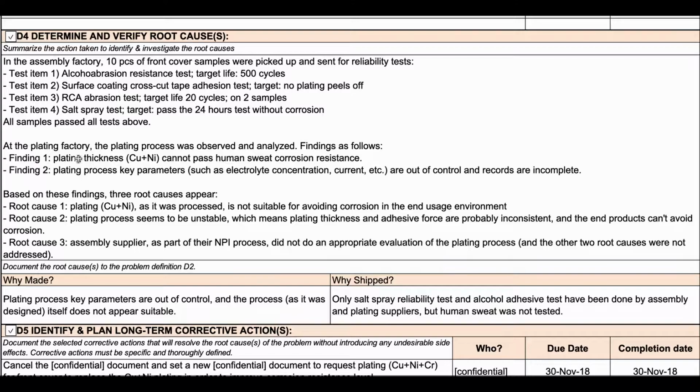We don't know. So at the plating factory, always go on site. This is a very, very important point. Don't just do this on your computer trying to imagine things. This doesn't really work very well. Go on site or send people on site and observe. So the thickness is too low. They do this plating with these elements, and the key parameters are out of control.